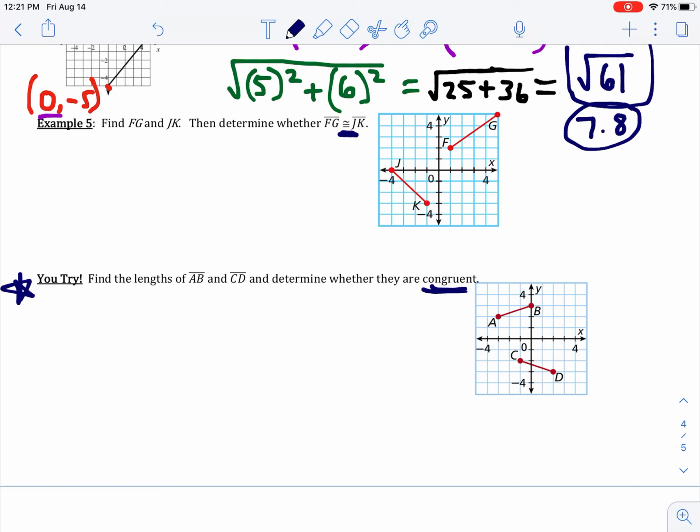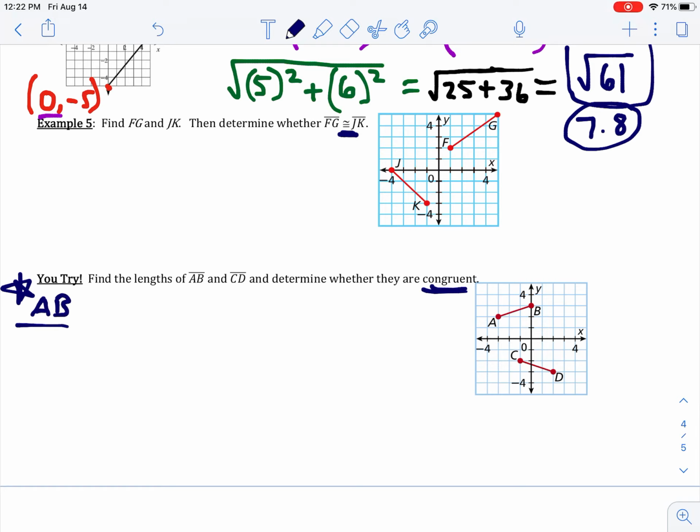Now, we are not allowed to just look at these pictures and say, hey, they look like they're the same. We can't count it. We need to prove it. We need to do the distance formula to show it, like social distance formula. All right, here we go. I'm going to do AB. Okay, so we're going to do AB right here.